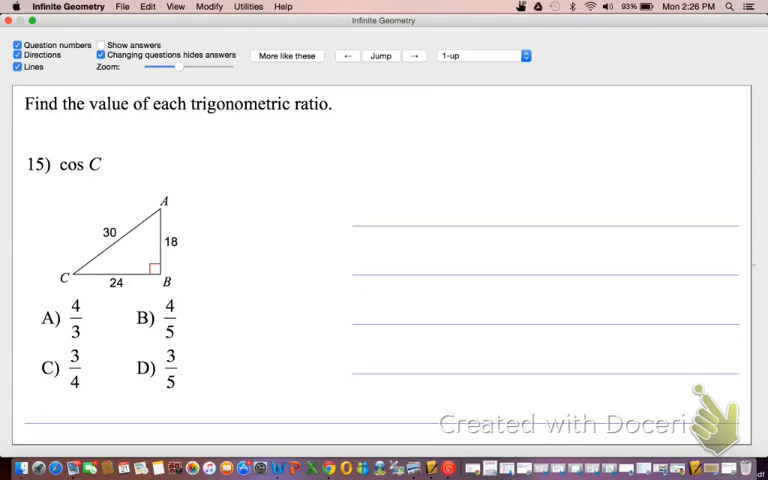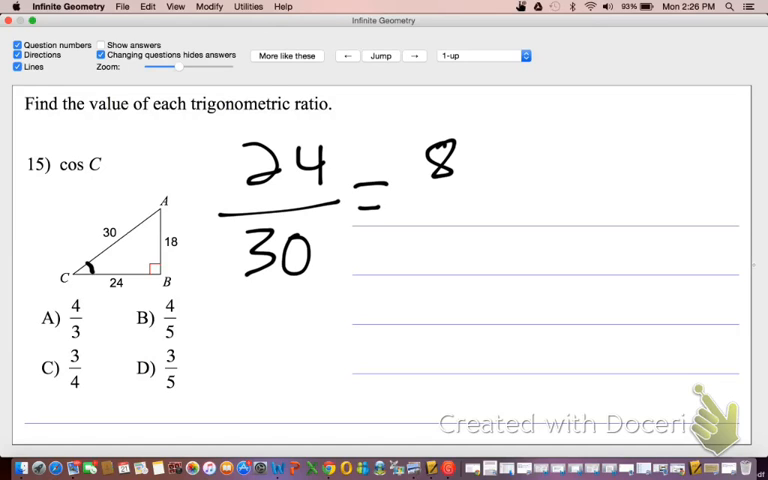Cosine of c is adjacent over hypotenuse, so c is right here. Adjacent is the side next to it that's not the longest, so 24. Hypotenuse is 30. So we can reduce this. What can we do here? We can divide by 3, so I get 8 over 10. Divide by 2, I get 4 over 5.